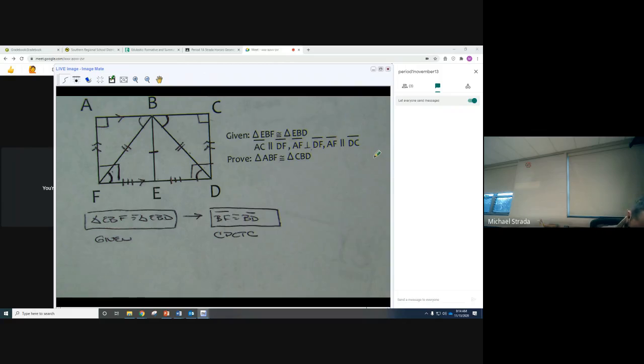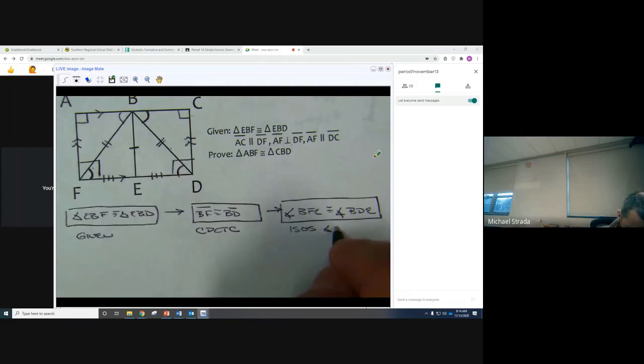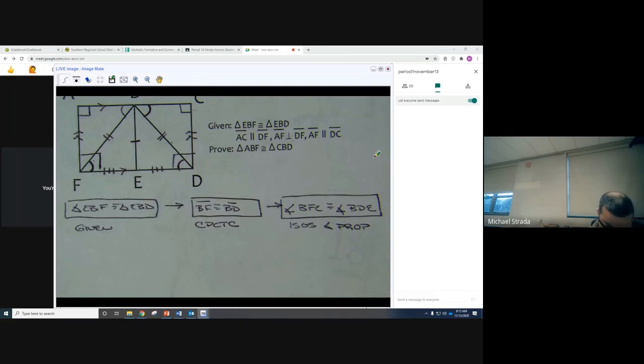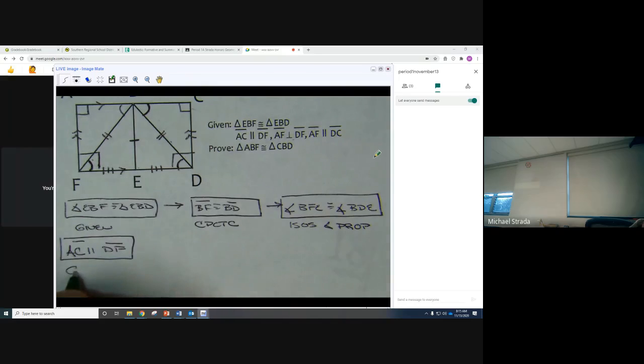All right. And then from that, don't forget, we used that angle BFE was congruent to angle BDE. Isosceles triangle property. All right. Then we went with the second given statement. AC is parallel to DF. That was given.